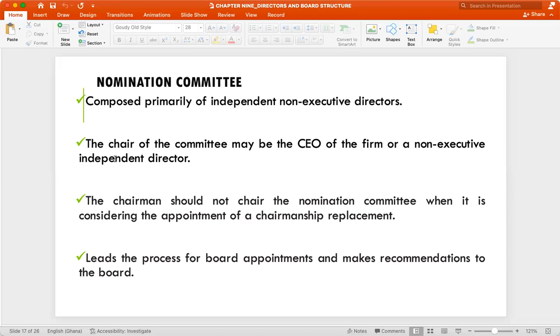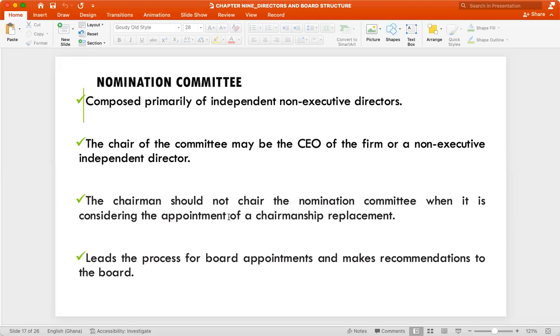nomination. Okay. The chairman should not chair the nomination committee when it is considering the appointment of a chairmanship replacement. All right. If we want to replace the chair of the board, all right, the point is that then the chair cannot be part of the committee in seeking who will replace him as the chair of the board. That is what that point is saying. The committee lists the process for board appointments and makes recommendations to the board.